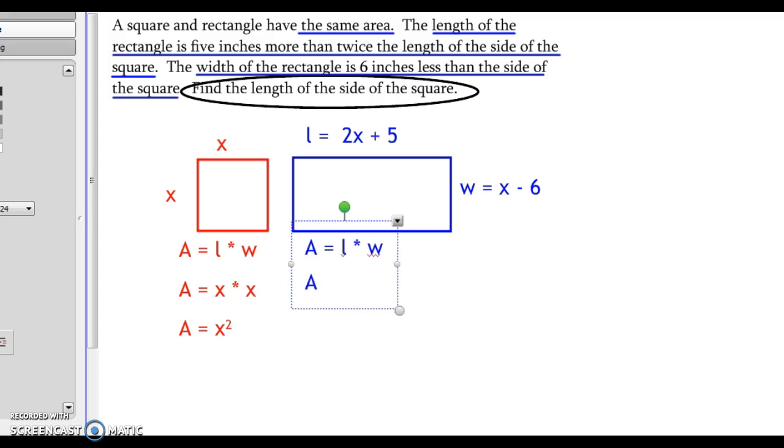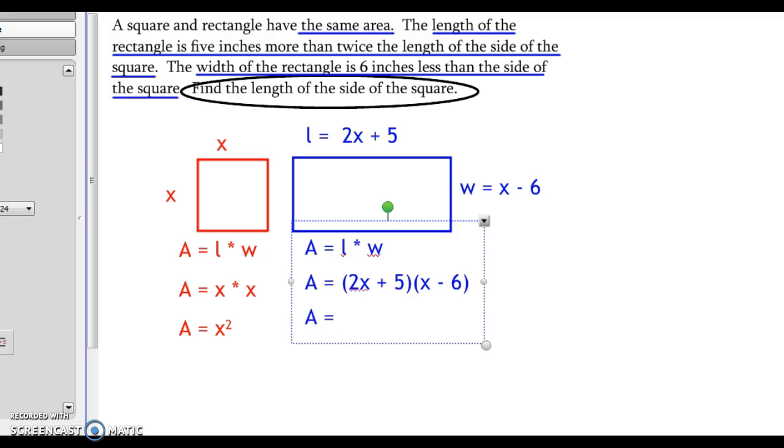So now I can write down that my area is equal to length, which is 2x plus 5, times the width, which is x minus 6. And we're going to have to use our double distributive property to solve this. I know that 2x times x is equal to 2x squared. 2x times negative 6 is negative 12x. 5 times x is plus 5x. And 5 times negative 6 is negative 30.